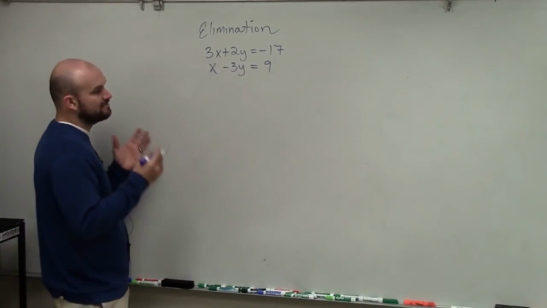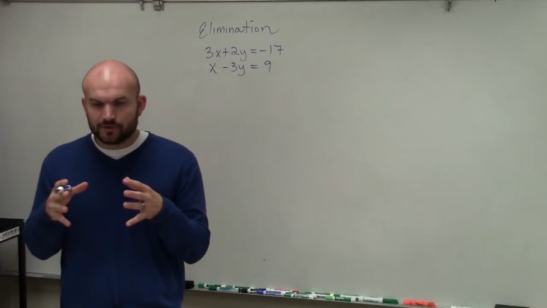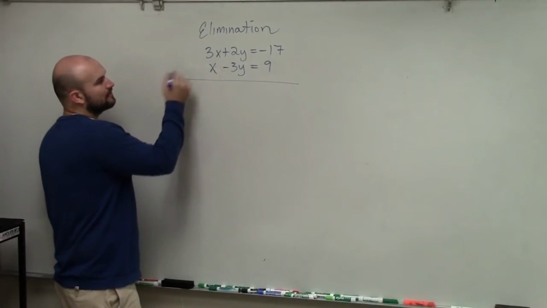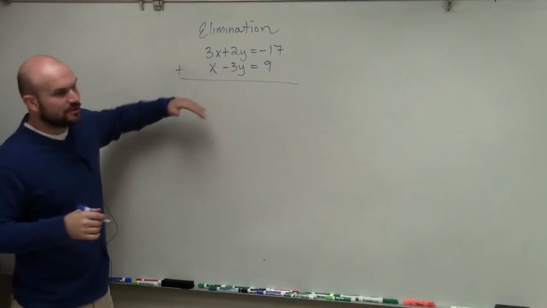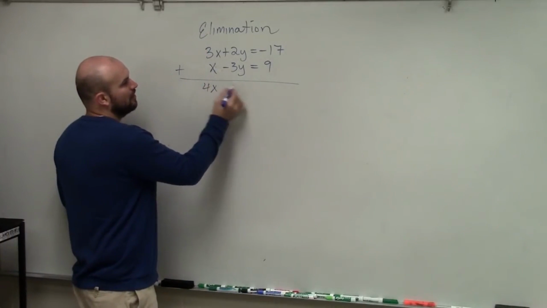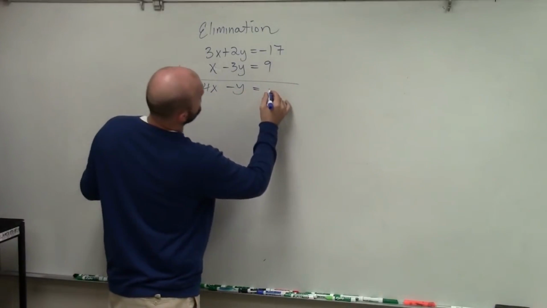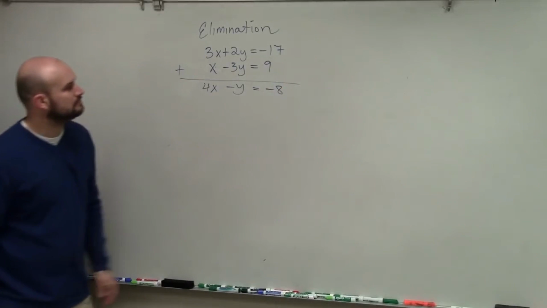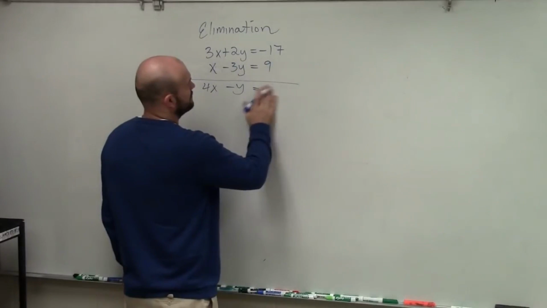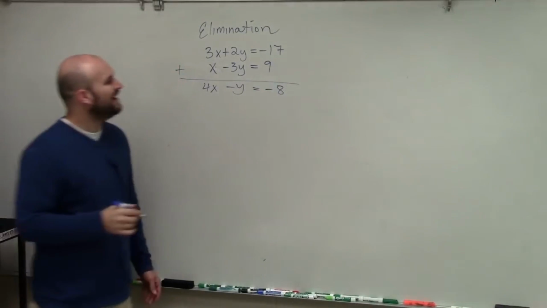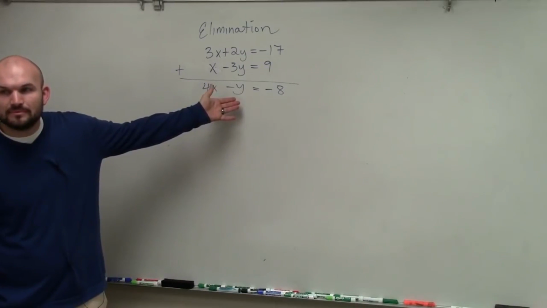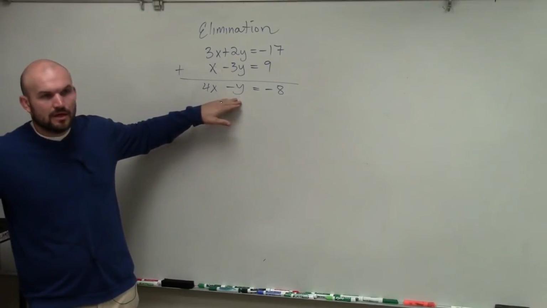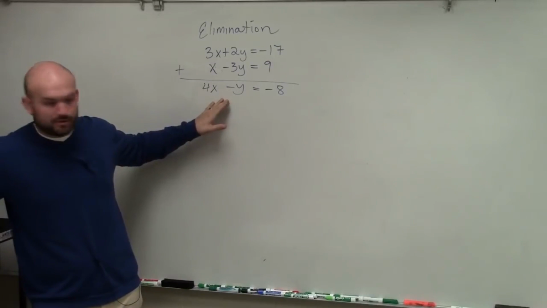Well, the way to do elimination is that you're going to be adding or subtracting the equations. Now, let's just look at this hypothetically. First of all, if I add these equations, I would get 4x minus y equals negative 8. When you add them up, do any of your variables have a coefficient of 0? No. So therefore, neither of your variables is going to be eliminated.